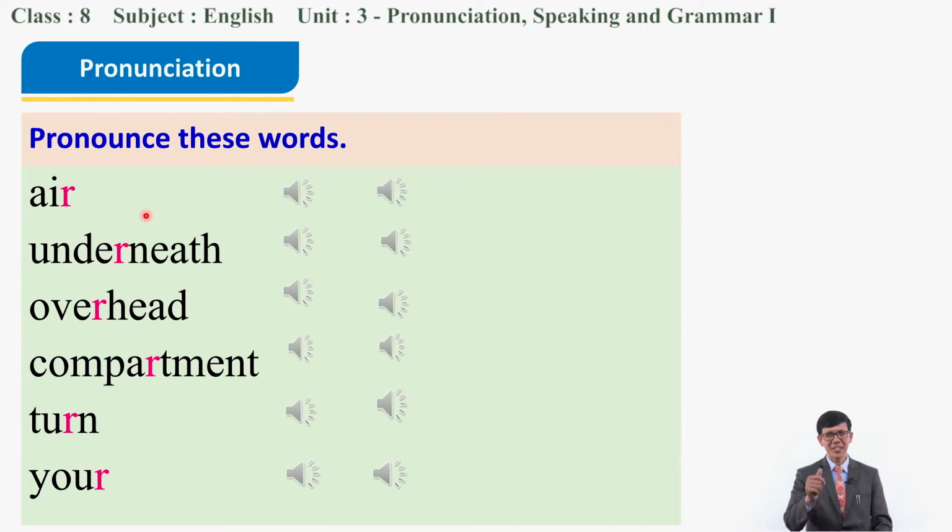Okay, did you notice how the r sound is pronounced there? Air, not raw, air. Underneath, underneath. Overhead, overhead. Compartment, compartment. Okay? Turn, turn. Your, not your. Okay? You notice the r sound is not pronounced there. Let's go to the next.